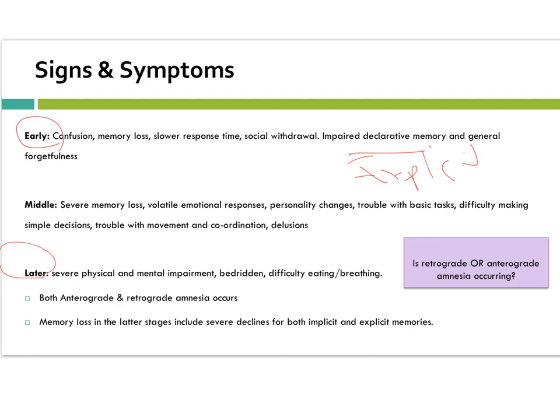In terms of the middle stages, we have severe memory loss, volatile emotional responses, personality changes, trouble with basic tasks, things like that. More importantly, in the later stages of Alzheimer's, we have severe physical and mental impairment. They might be bedridden. They might have difficulty eating and breathing. More importantly, both anterograde and retrograde amnesia occur. And this is the case for both implicit and explicit memories, because at that stage, most of the brain has actually been affected.